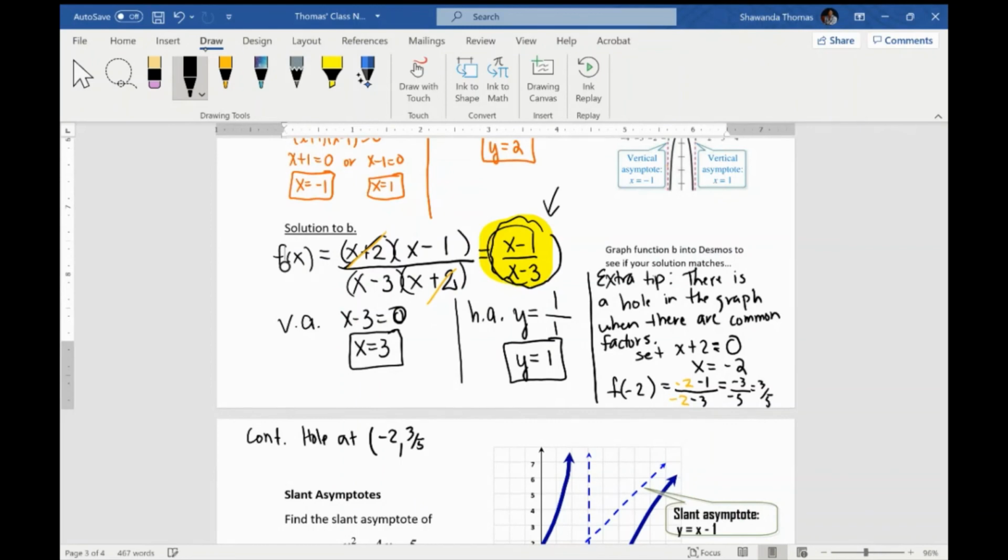And we're gonna use Desmos. It's gonna be the last thing that we do today. Let's go to Desmos and graph this original function.